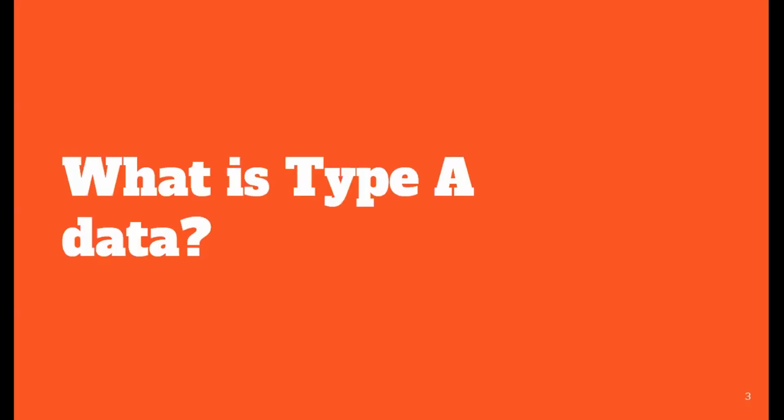So let's start with what's in the title of this session, right? Calculation of type A data. What is type A data? Type A and its counterpart, type B data, are terms used to describe the types of data that comprise the components that make up a measurement uncertainty.